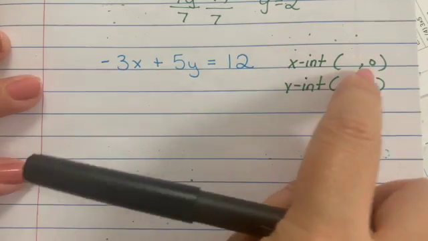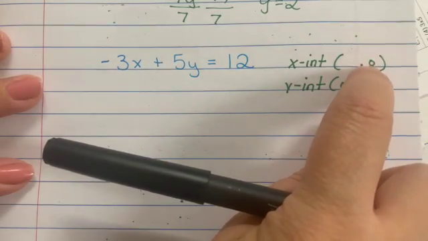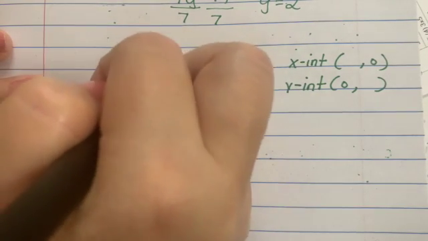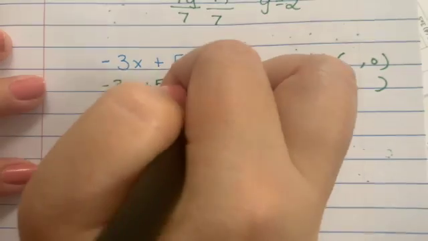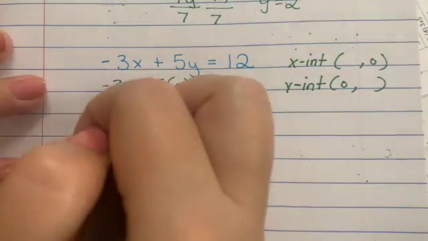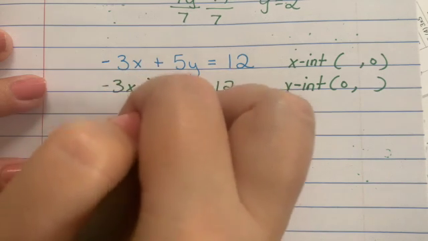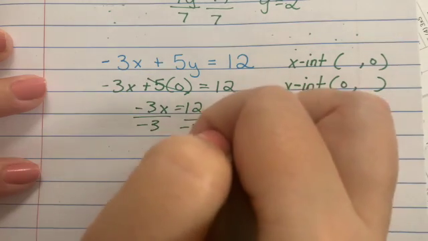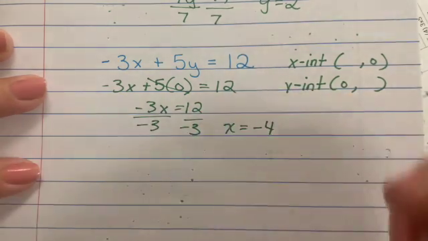So for the x-intercept, remember that my y value will be 0. So we'll write negative 3x plus 5 times 0. Those cancel out because it's just 0. So negative 3x equals 12. Divide by negative 3. So x equals negative 4.